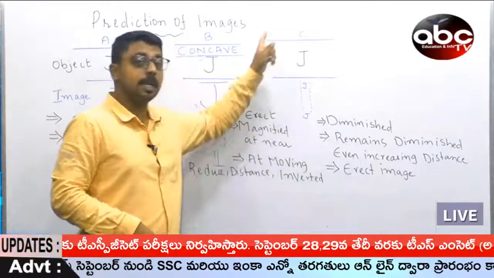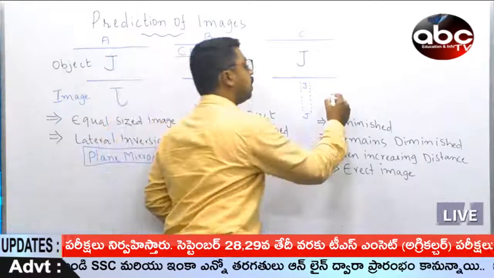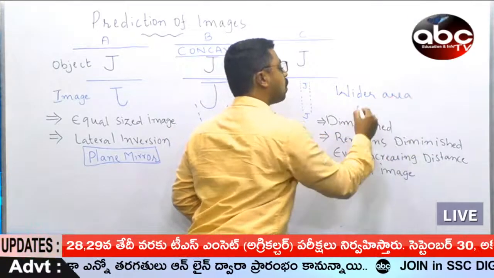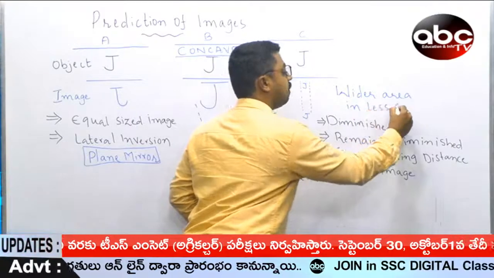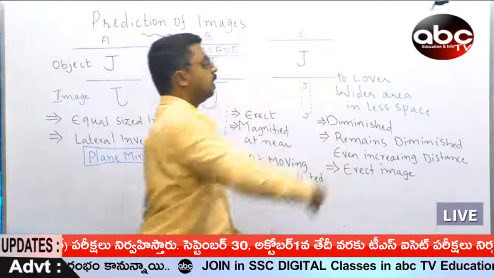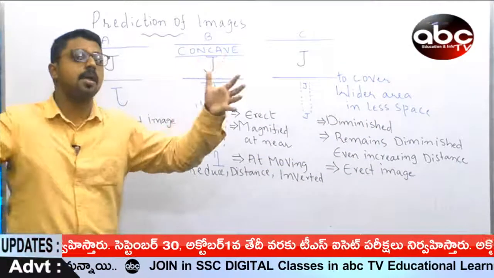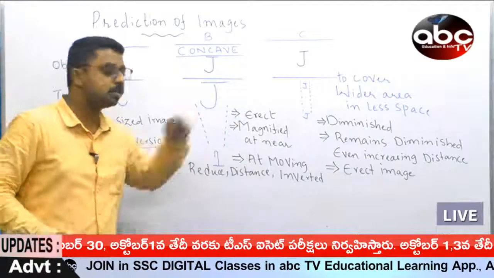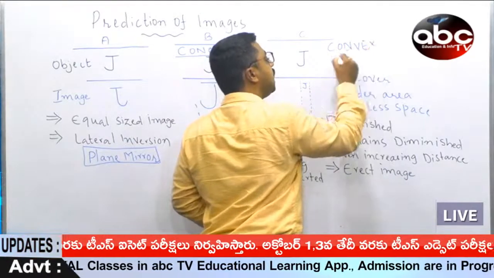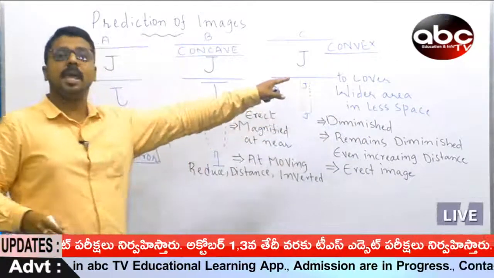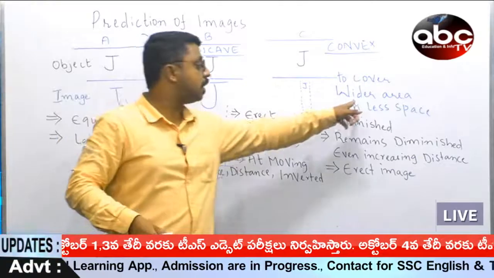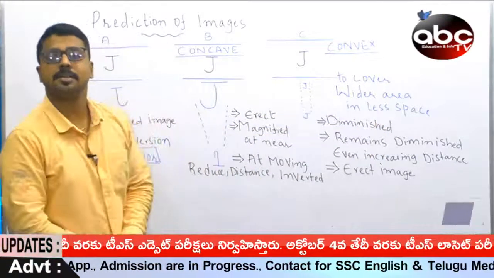ఈ ప్రాపర్టీనే మనం ఎక్కడ వాడతాము? టు కవర్ వైడర్ ఏరియా. వైడర్ ఏరియాని తక్కువ స్పేస్లో కవర్ చేయడానికి వాడతాం. టు కవర్ వైడర్ ఏరియా ఇన్ లెస్ స్పేస్. తక్కువ స్పేస్లో ఎక్కువ ఏరియా కవర్ చేసేటట్టు వీ ఆర్ గోయింగ్ టు యూజ్ దిస్, అండ్ దిస్ ఇస్ అ స్పెషల్ టైప్ ఆఫ్ మిర్రర్. దిస్ ఈస్ నథింగ్ బట్ కాన్వెక్స్. ఇదే ప్రిన్సిపల్ని నిన్న మనం అప్లికేషన్స్ ఆఫ్ స్పెరికల్ మిర్రర్లో చెక్ చేసాం. ఇట్ ఈస్ యూజ్డ్ యాజ్ అ రియర్ వ్యూ మిర్రర్స్ టు కవర్ వైడర్ ఏరియా ఇన్ లెస్ స్పేస్.